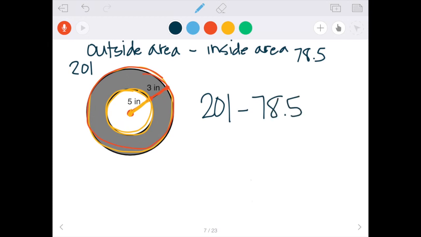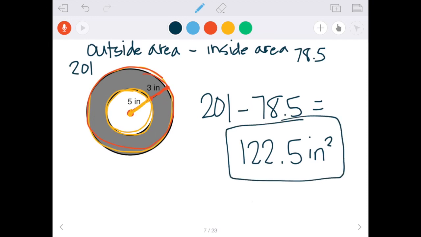So, in order to find the area of just the shaded part, we're going to subtract. 201 minus 78.5. If you rounded that to 79, that's okay. We get 122.5. This would be inches squared, okay? If you made it 79, then you got 122 even. As long as you did all the other math just like I did, your answer is fine. Okay?